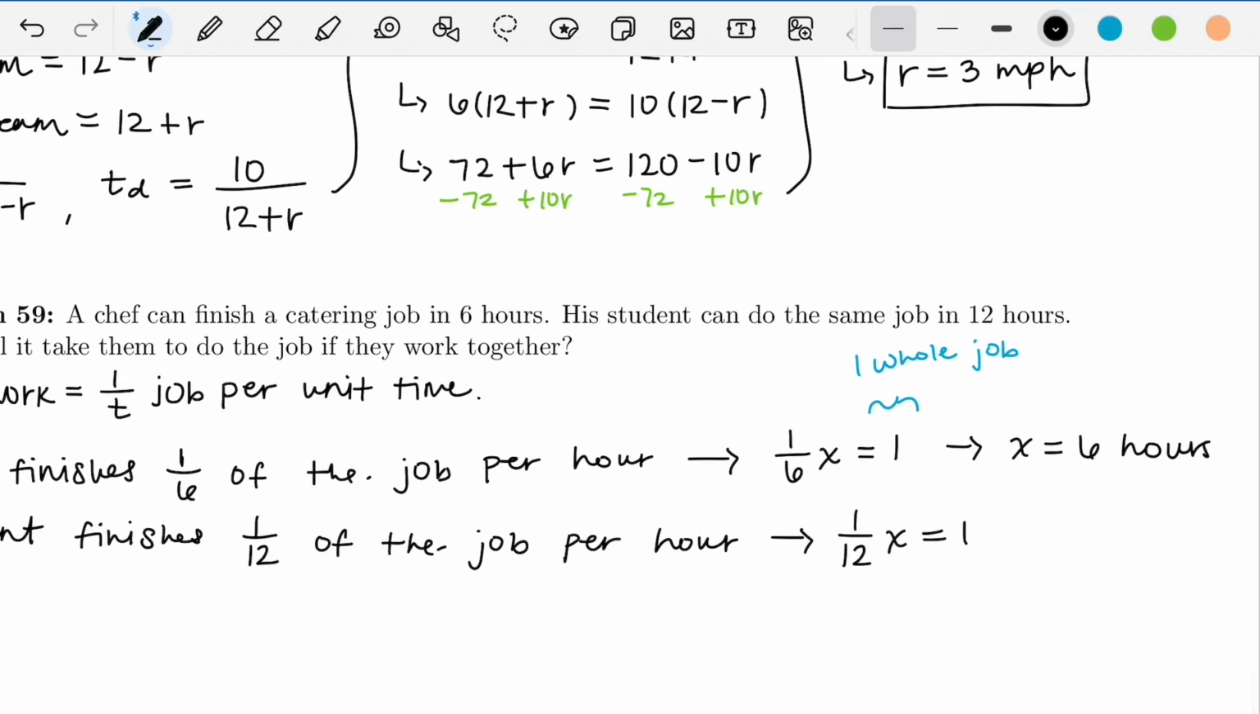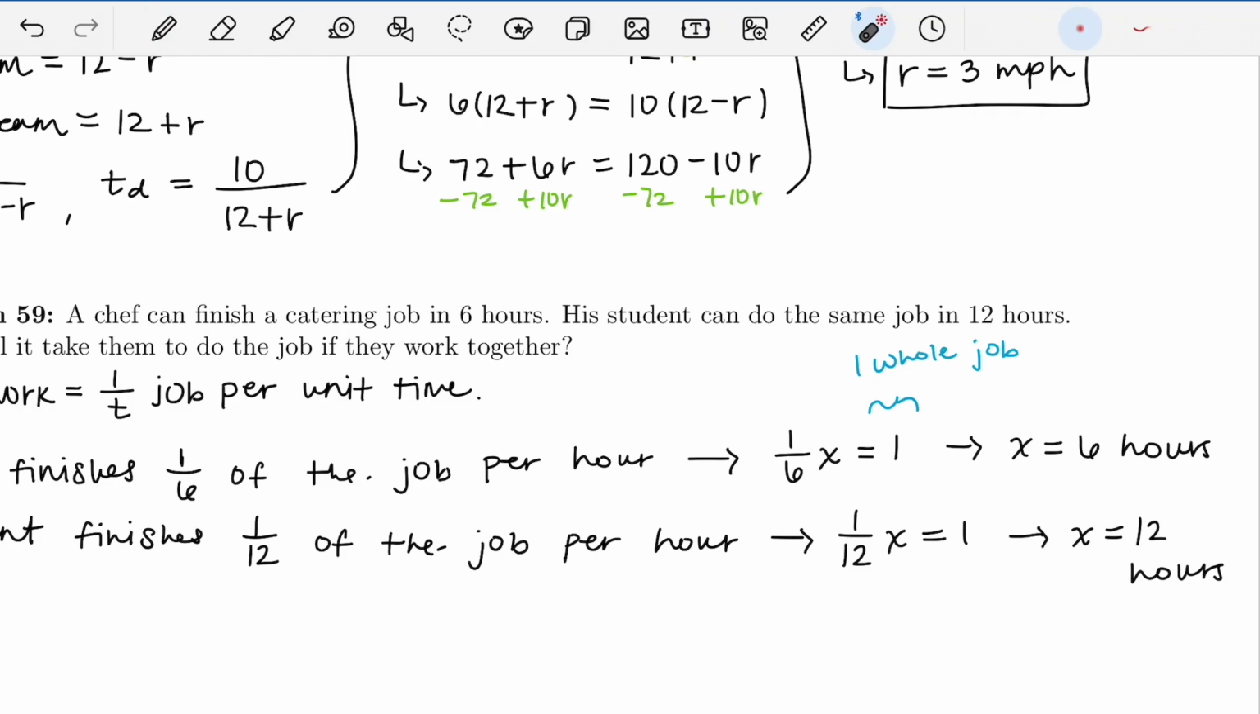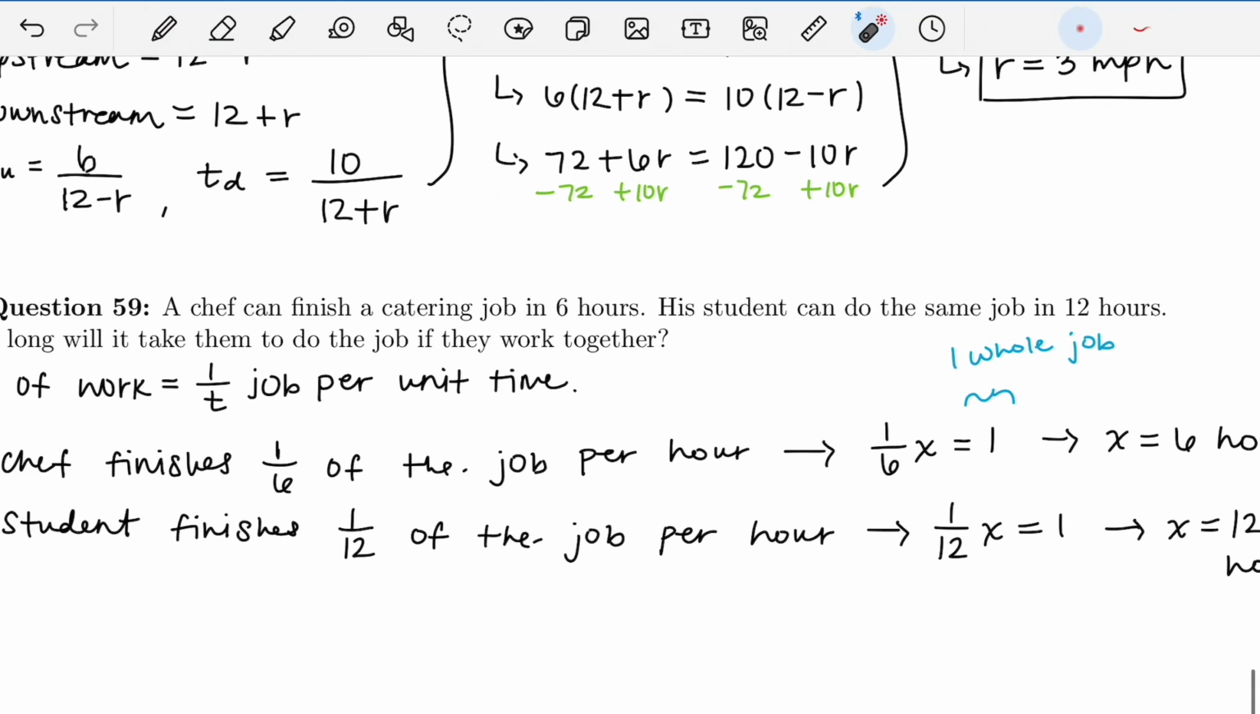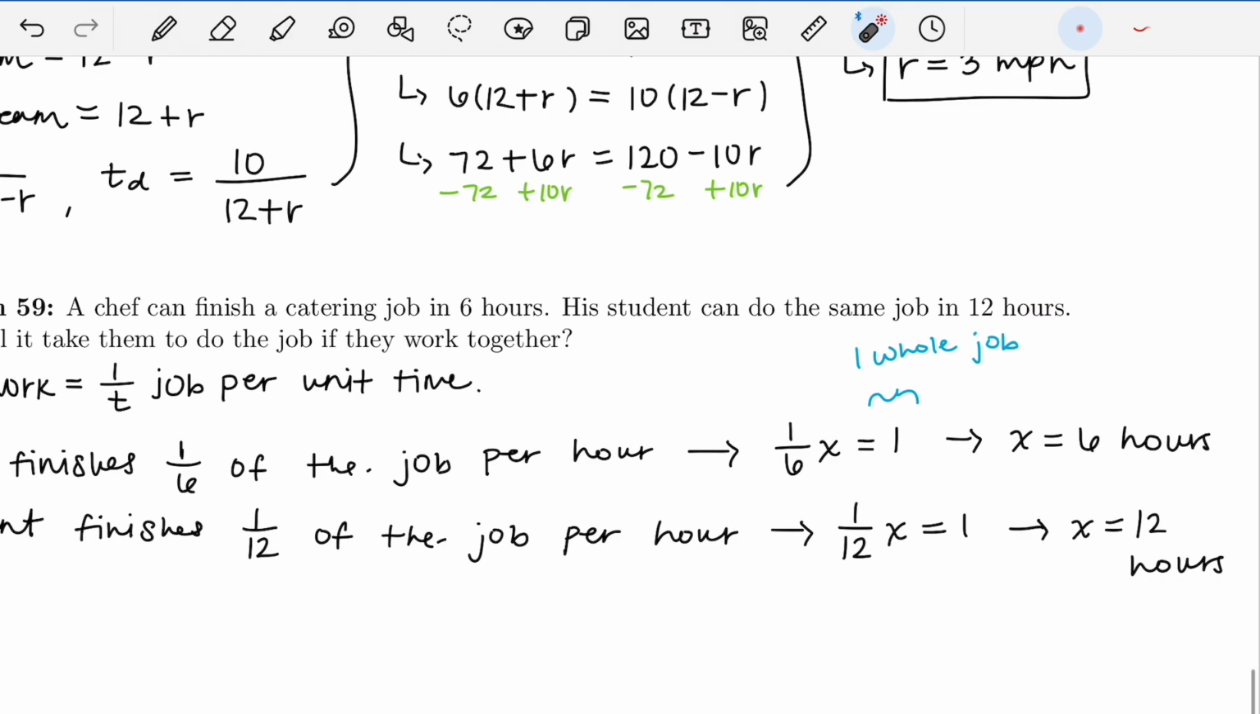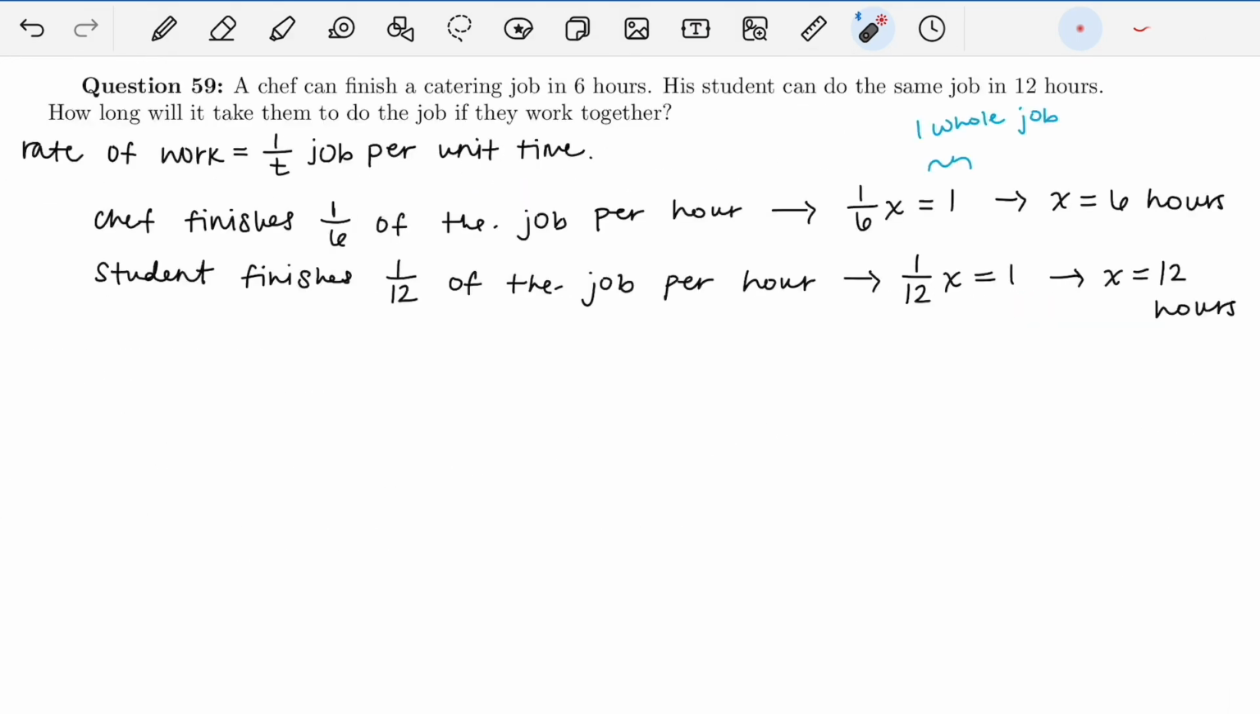So similarly, if we were to solve for x for our student here, this would give us 12 hours, and that's exactly what we're told in the problem. It would take them 12 hours to do this job. All right, so let's get on with solving this problem here. We want to figure out how long it'll take them to do the job if they work together.